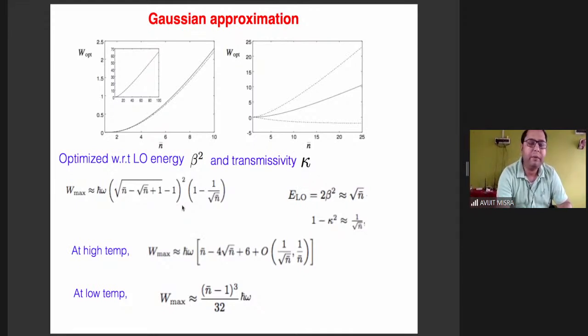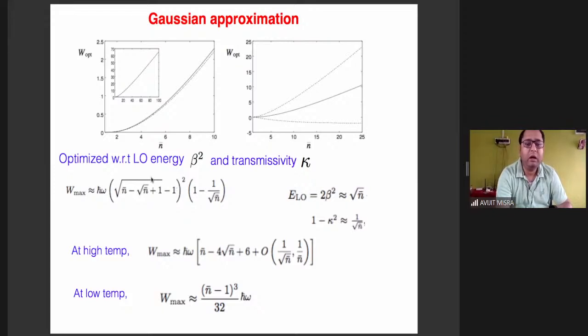And if we optimize, then we see that we get work when the initial mean photon number is greater than 1 from this expression. And this optimized value we get when the local oscillator energy is the square root of n bar, so it is the square root of the input energy, and when the transmittivity kappa is such that 1 minus kappa is of the order of 1 over square root of n.